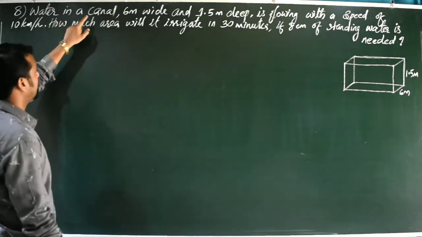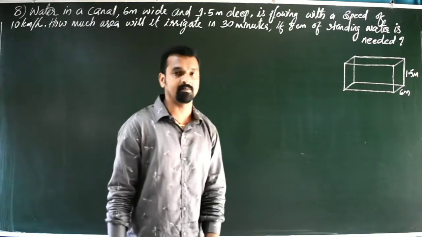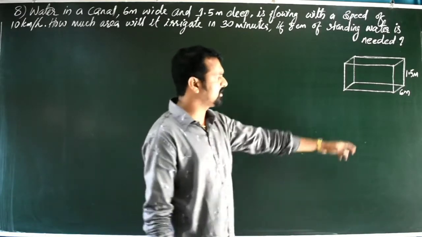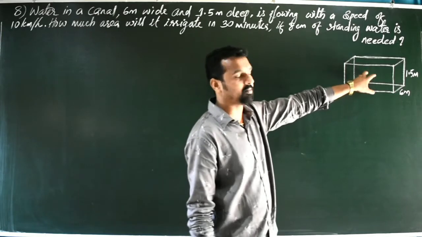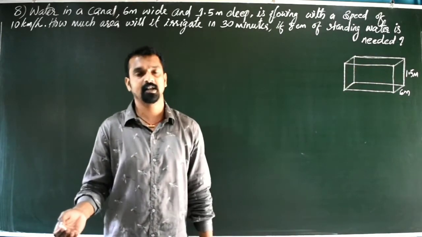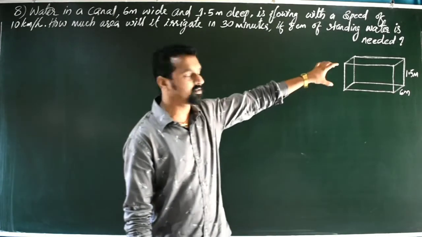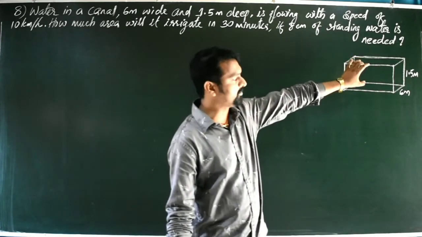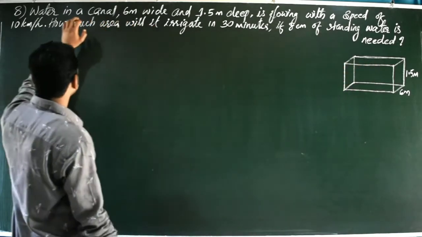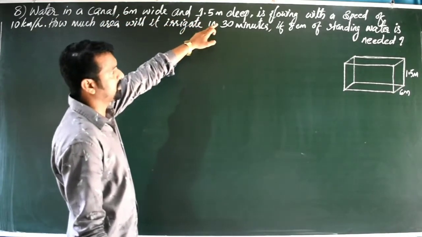Water in a canal, you know that, we make a path for flowing water. It is in the form of a cuboid, a path for flowing water from one place to another, especially for irrigating the field. Farmers use this canal, which is in the shape of a cuboid. Water in a canal 6 meter wide and 1.5 meter deep.